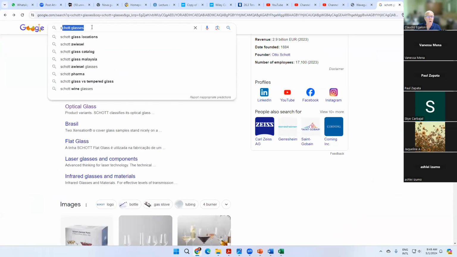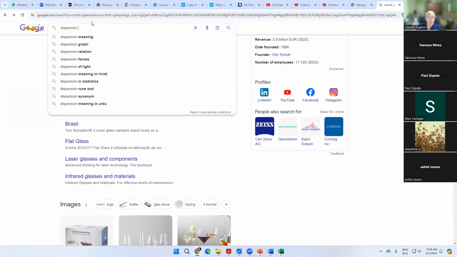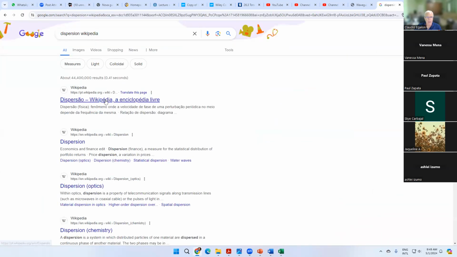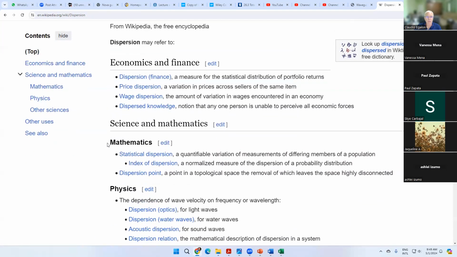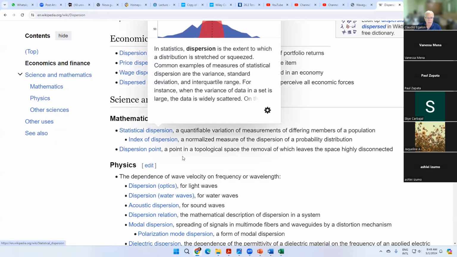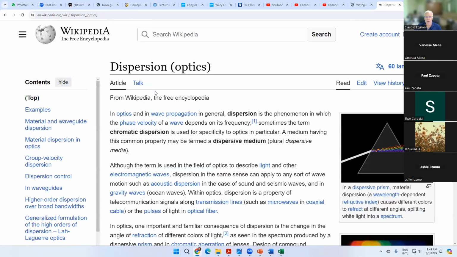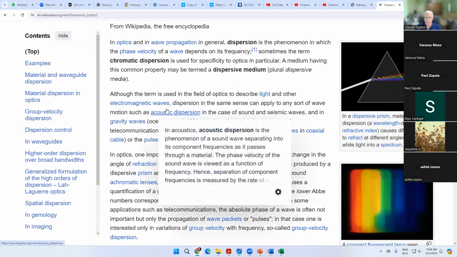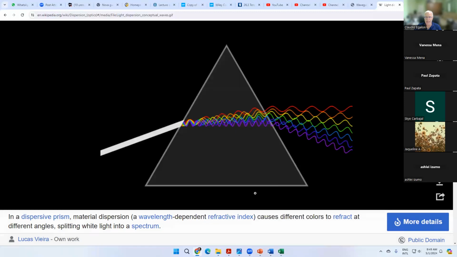So let's go to Wikipedia, dispersion, optical dispersion, Wikipedia. Dispersion, right in here. So dispersion, physics, optics, this one here for light waves. Okay, so here you go. Here's a very nice picture of what happens to different colors in a glass.